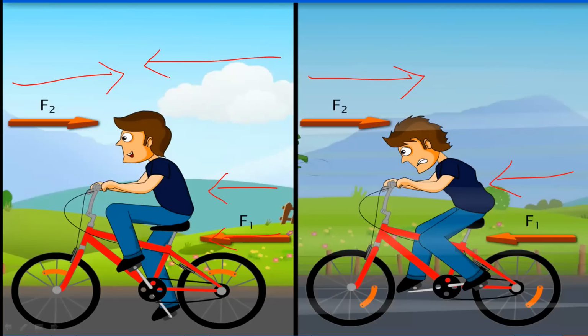So the effort you have to take will be less. But in the second figure, both the forces are strong enough. So in order to overcome the air resistance, you have to increase the force with which you are pedaling a bicycle. That is why it might be difficult to pedal a bicycle on a windy day, especially when the wind is blowing in the opposite direction of your journey.